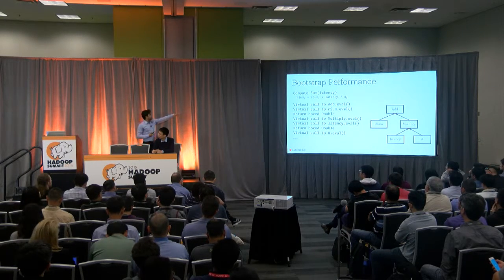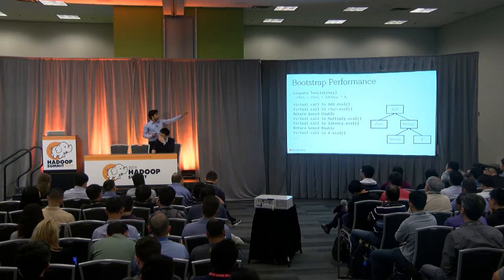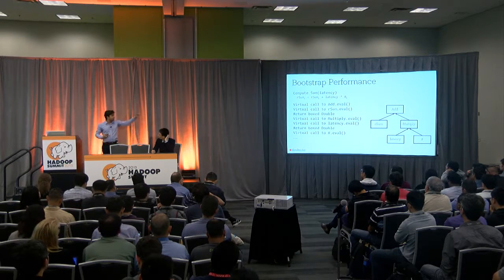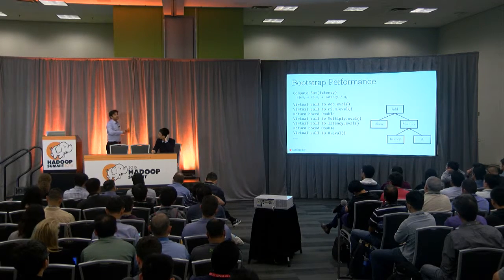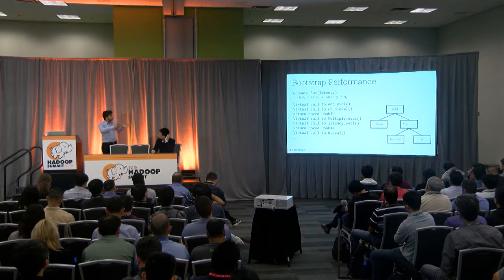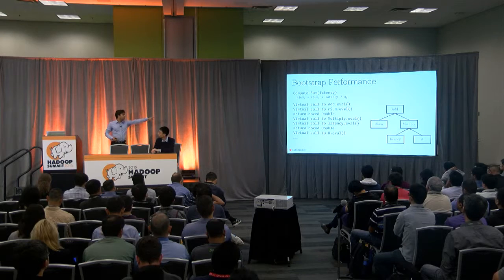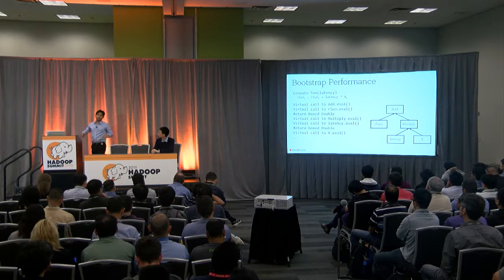So for example, if I look at this simple Bootstrap query, it sends a virtual call to add.eval, which in turn sends a call to rsum.eval, and then multiply.eval. rsum returns a boxed double, and multiply in turn goes recursively down the tree.